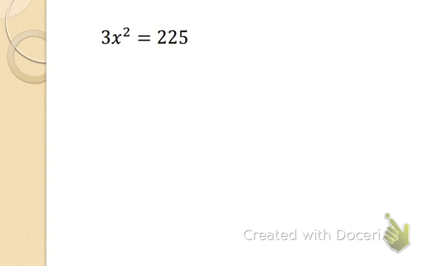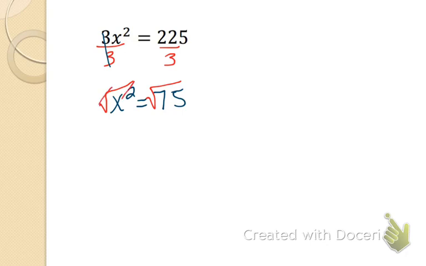Next one. 3x squared is equal to 225. Remember, this type of problem does not have to be equal to 0. There is a single x. Move everything away from it. The 225 is already away from the x squared. All we got to do is, okay, now divide by 3. Then we take the square root.